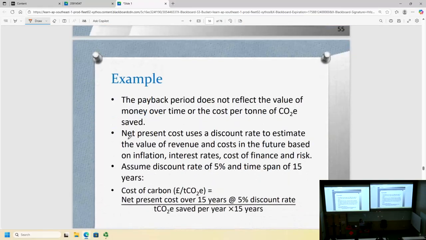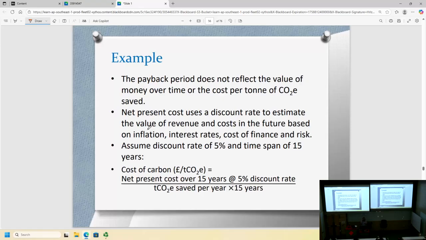And therefore we may use another indicator, which is called the net present cost for carbon reduction. So net present cost uses a discount rate to estimate the value of revenue and cost in the future based on inflation, interest rate, cost of finance, and risk.